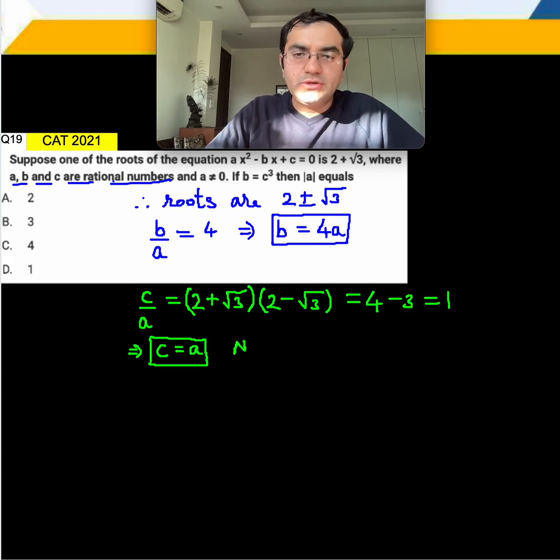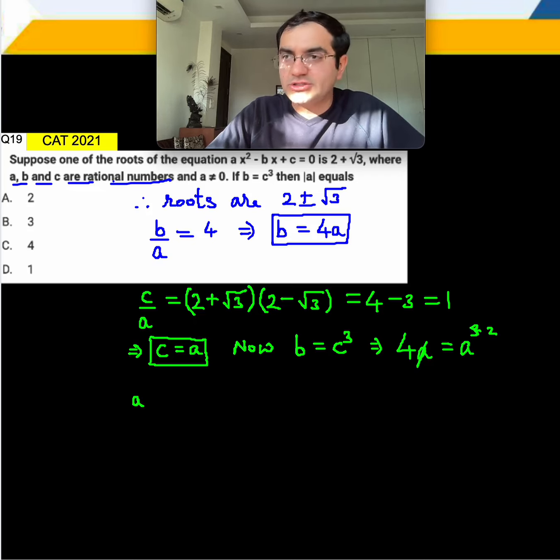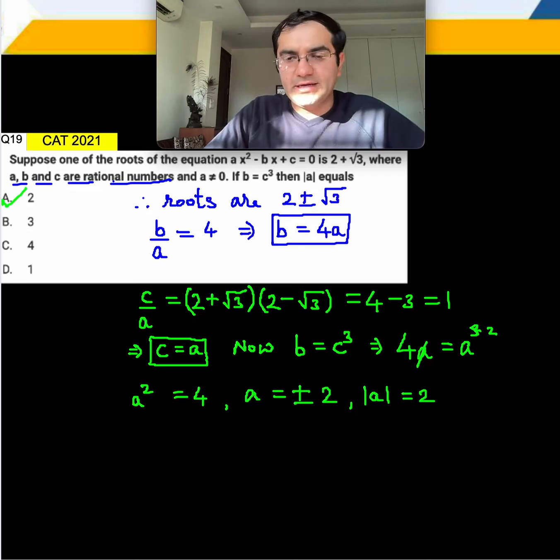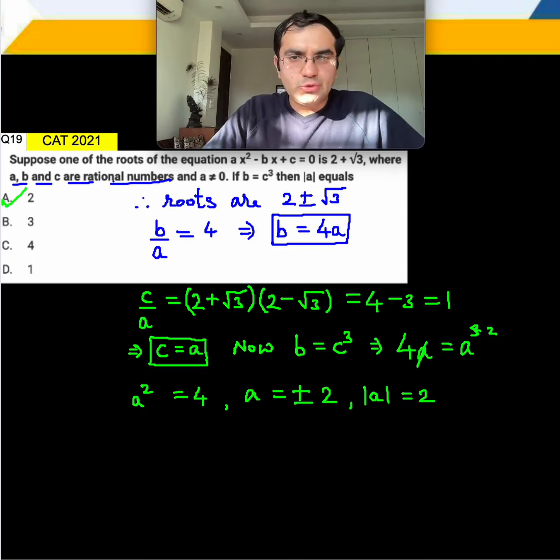Now we substitute b equal to c cube. B is 4a, c cube is a cube, a cancels, a square, because a cannot be 0 as given in the question. A square is 4, a is plus minus 2, so mod a becomes 2, we had to find mod a. Mod a becomes 2 and the answer is A part. This was a doable question. You could have done this in the exam.